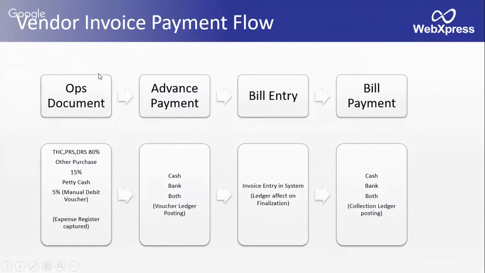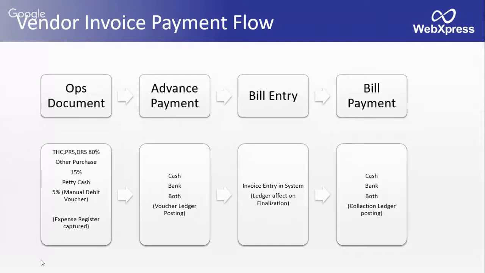If you see clearly, operation documents can be divided in areas: THC, truck hire challan, PRS, run sheet, DRS, delivery run sheet. This is a total of 80% of vendor invoicing. There are other purchases and payments of vendors, which is around 15%, and manual debit credit vouchers, payment via petty cash, around 5%.